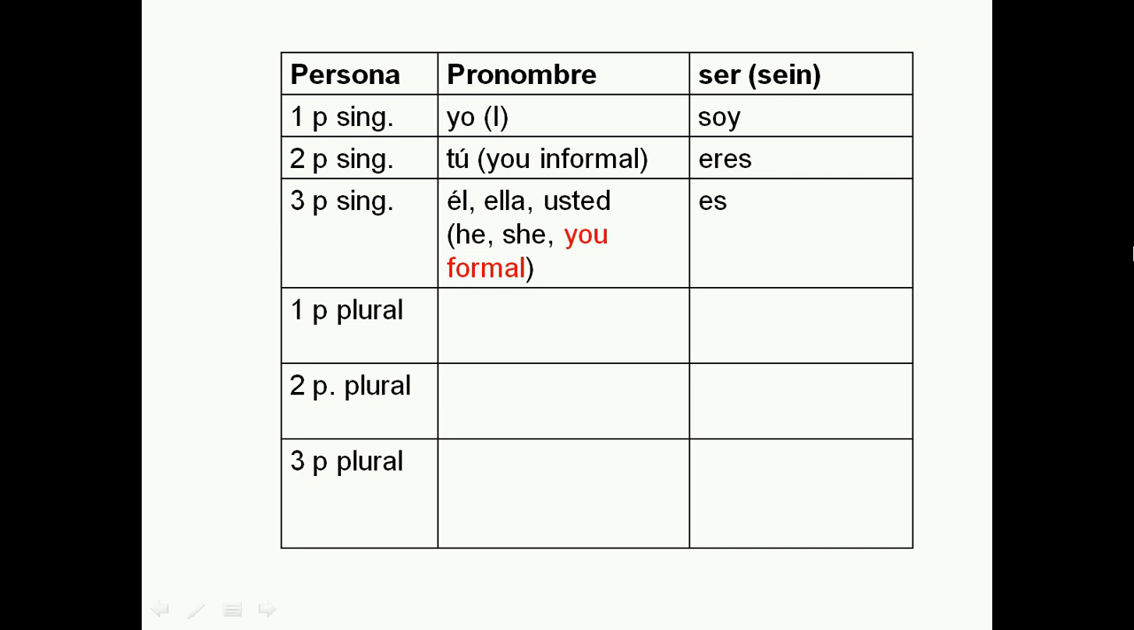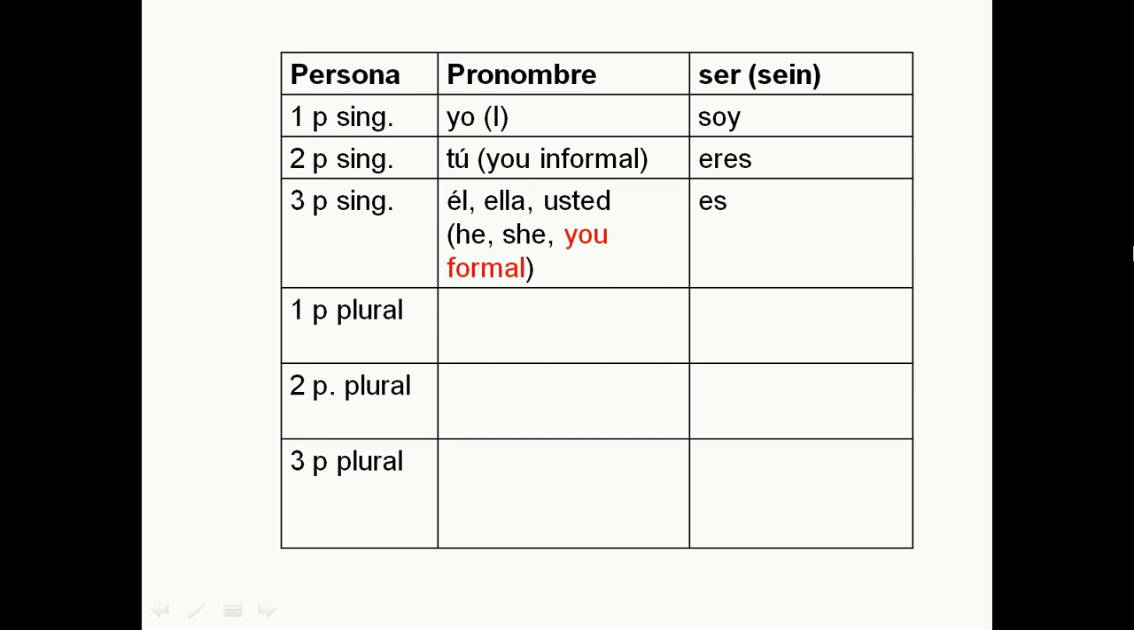Usted is for speaking to persons that we treat formally. We do not have it. We use ella and él also for things and animals. As you can see in the table, we have only one verbal form for yo and tú.